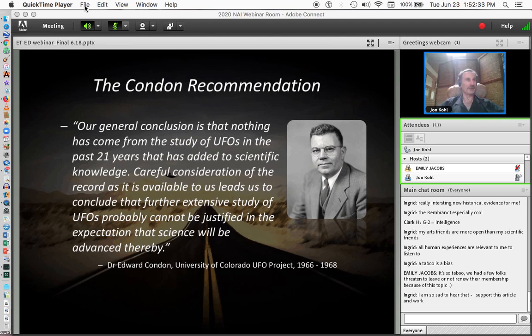"Careful consideration of the record, as it is available to us, leads us to conclude that further extensive study of UFOs probably cannot be justified in the expectation that science will be advanced thereby." And after this, in fact, there was no government funding. Many researchers were no longer able to work in this area.